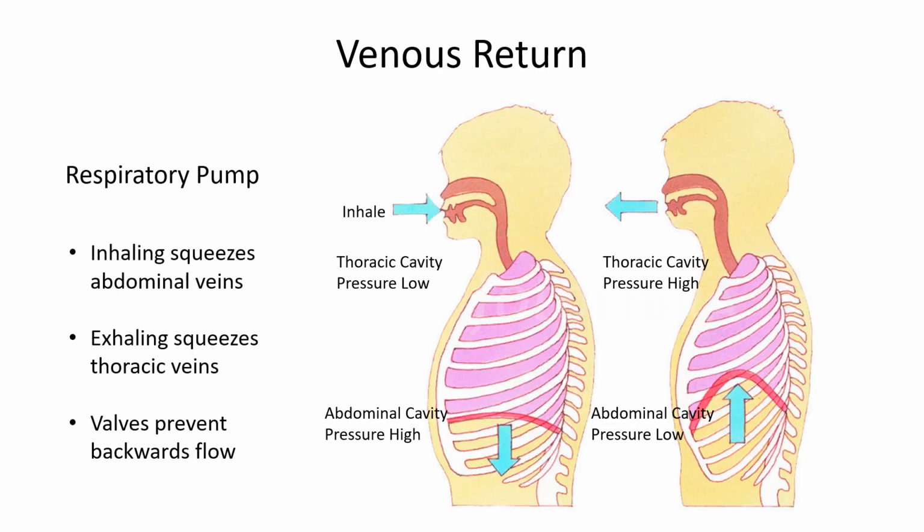Even the simple act of breathing can help return venous blood back to the heart. When you breathe in, your diaphragm is going to flatten out. That places pressure on the contents of the abdominal cavity. It squeezes veins, and that forces the blood. When you breathe out, the diaphragm is relaxing, and it's increasing pressure within the thoracic cavity. That squeezes veins again, and again is going to move the blood. Once again, the valves are arranged so that they only allow blood to flow in the correct direction.